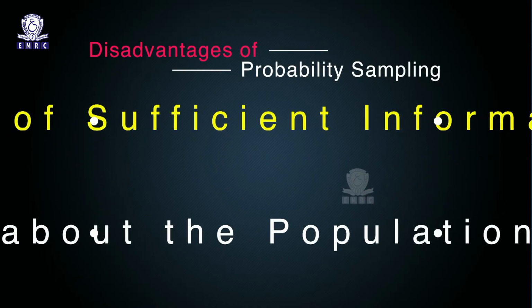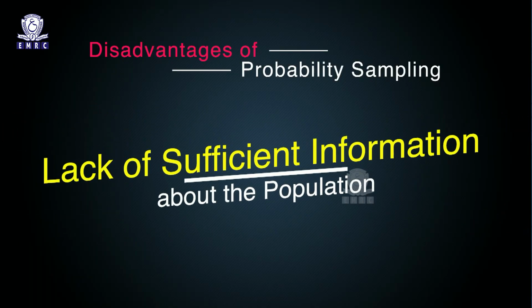Now let us discuss the disadvantages of probability sampling. The first one is lack of sufficient information about the population. This method requires a complete list of the universe or population. If the data is not available, usage of this method will be restricted.